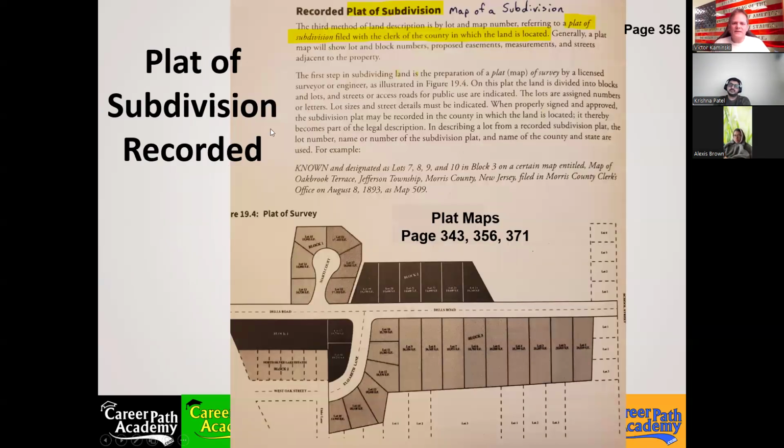So here's one example of a plat of a subdivision on page 356. It's a plat of a subdivision, all right? Actually, there's a couple of subdivisions here. There's one here, a small one. Here's another small one, another small one, and another. See, these are all individual small subdivisions here.